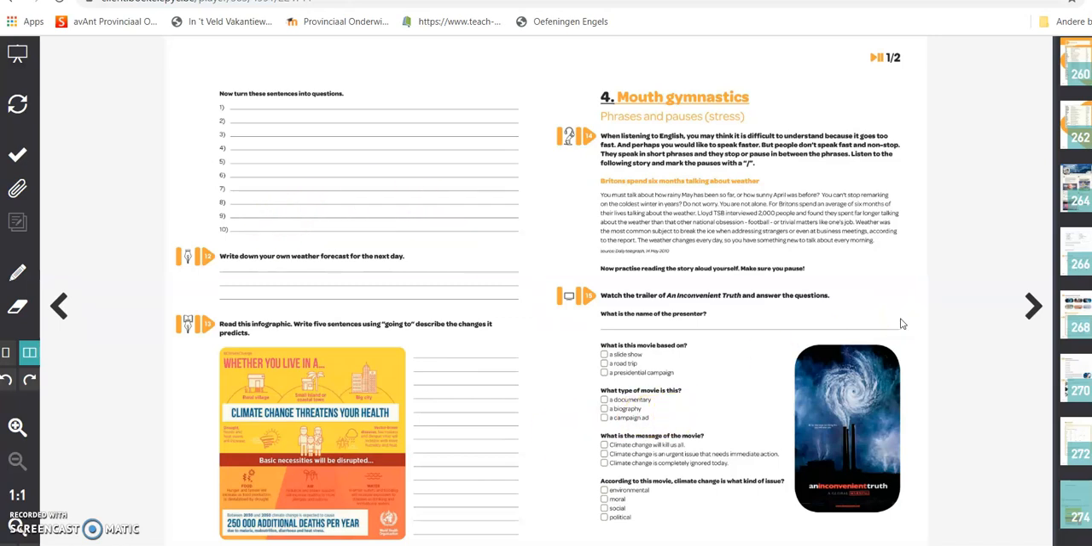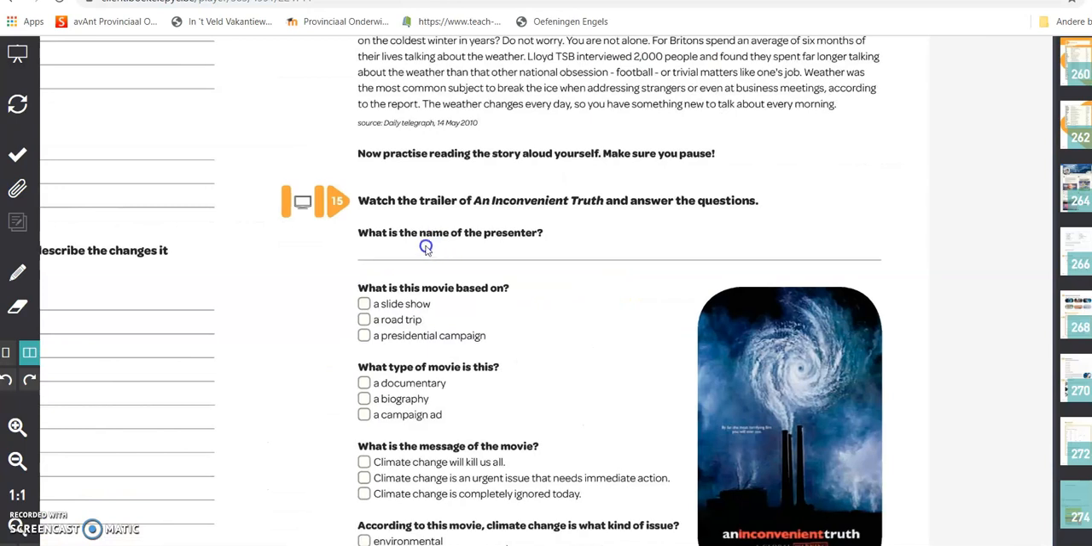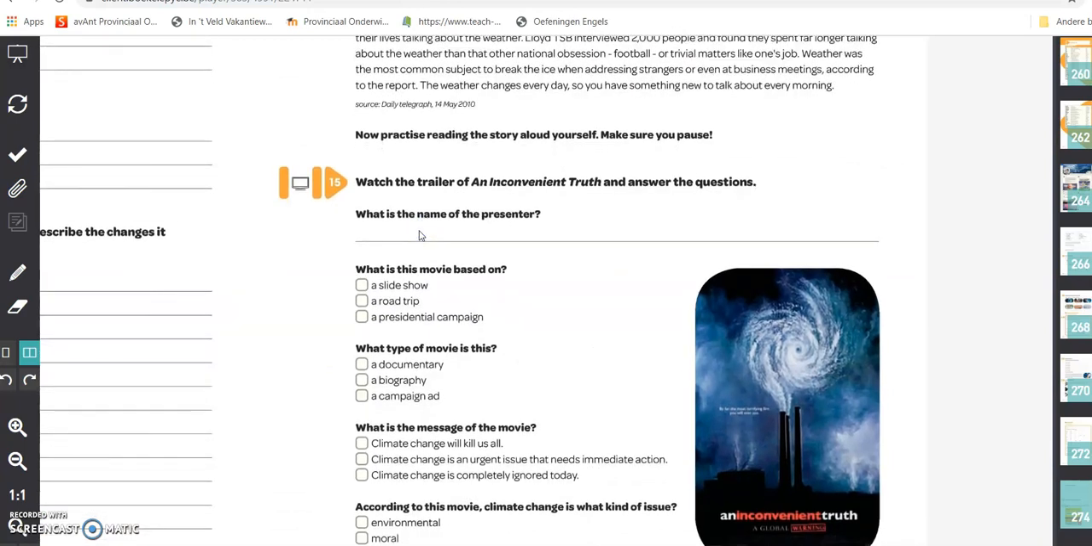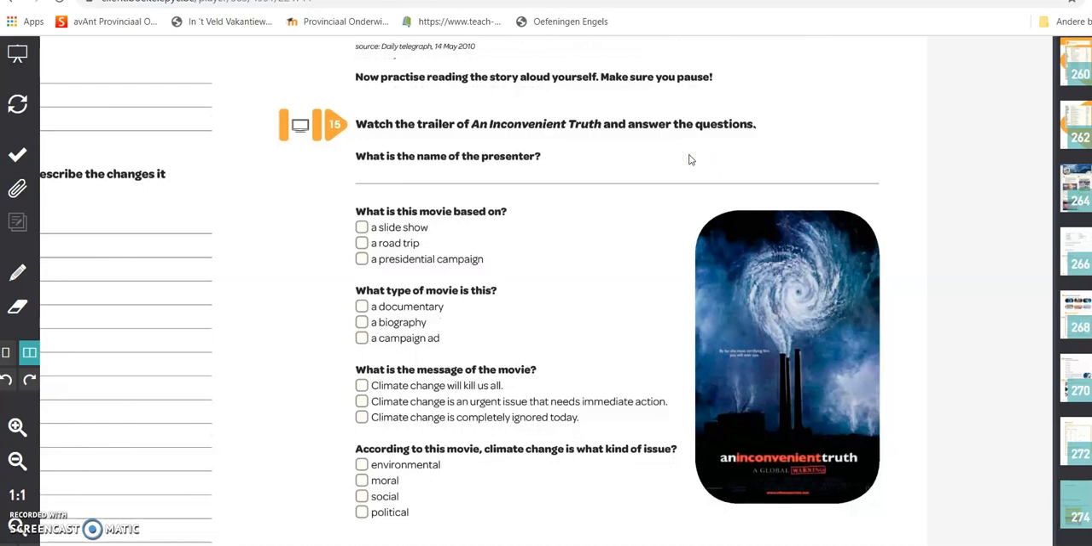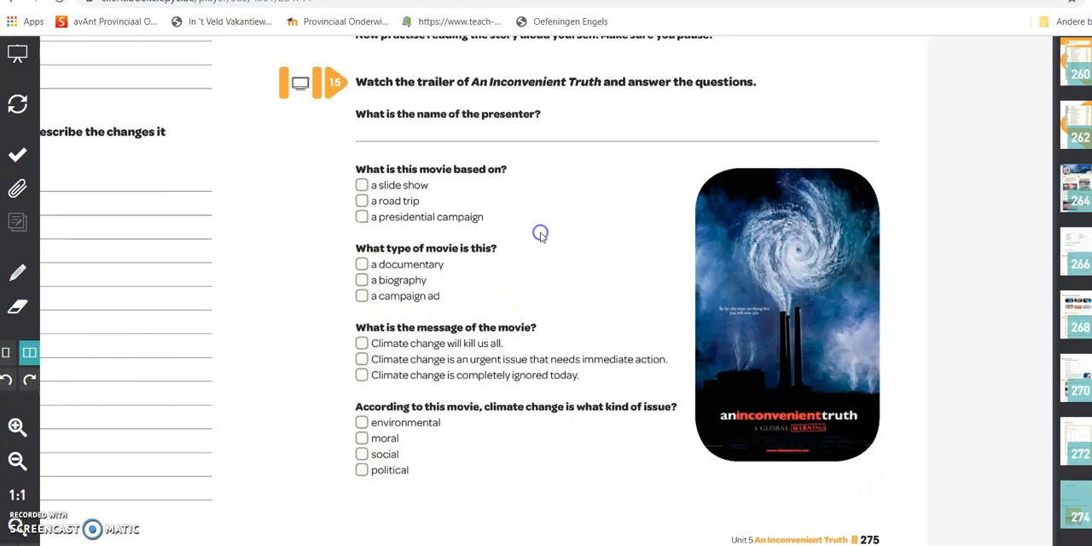Then, the last thing you have to do is exercise 15. So you have to watch the trailer of An Inconvenient Truth and answer the questions. So you can find a link in the opdrachtvisje. So what is the name of the presenter? What is this movie based on? Dus op wat is het gebaseerd? What type of movie is this? What is the message of the movie? And then, according to this movie, climate change is what kind of issue? En dus, wat zit daarachter? Okay.